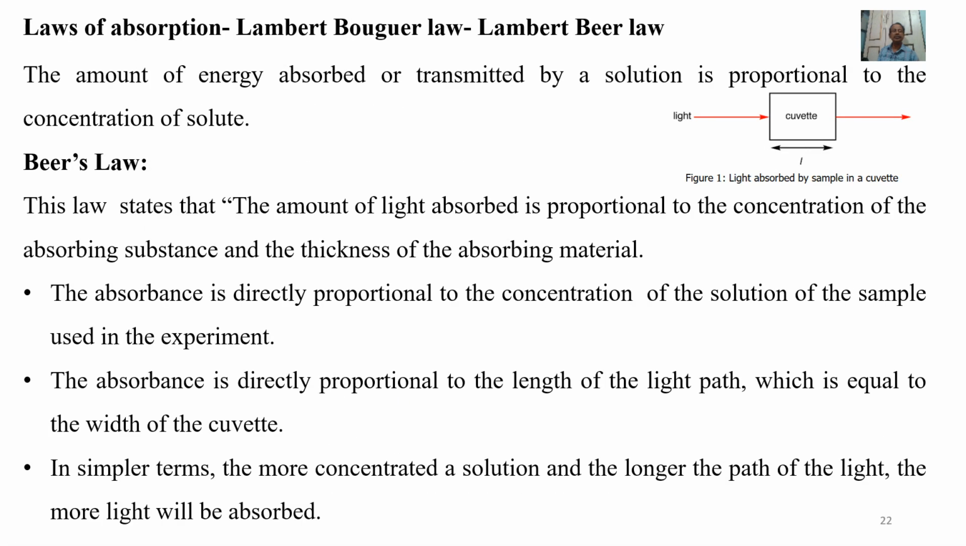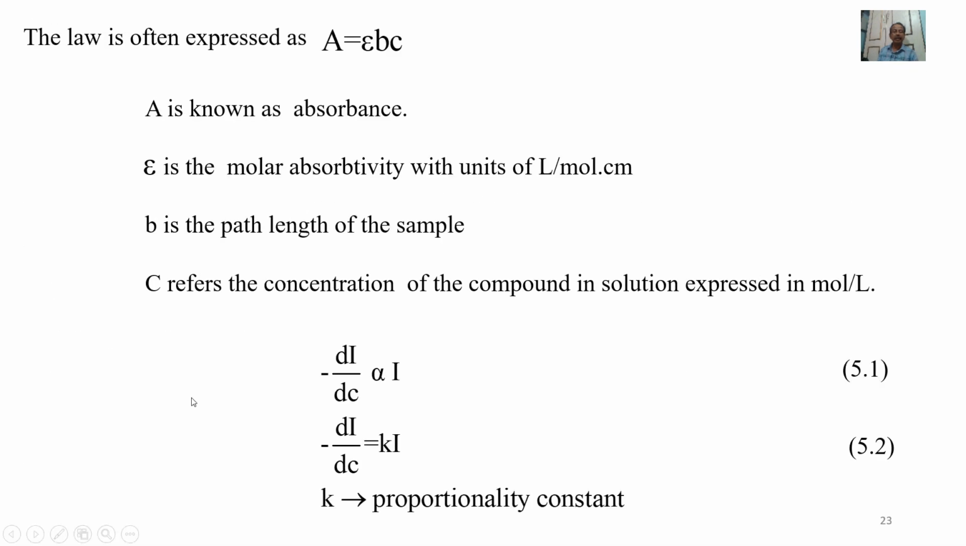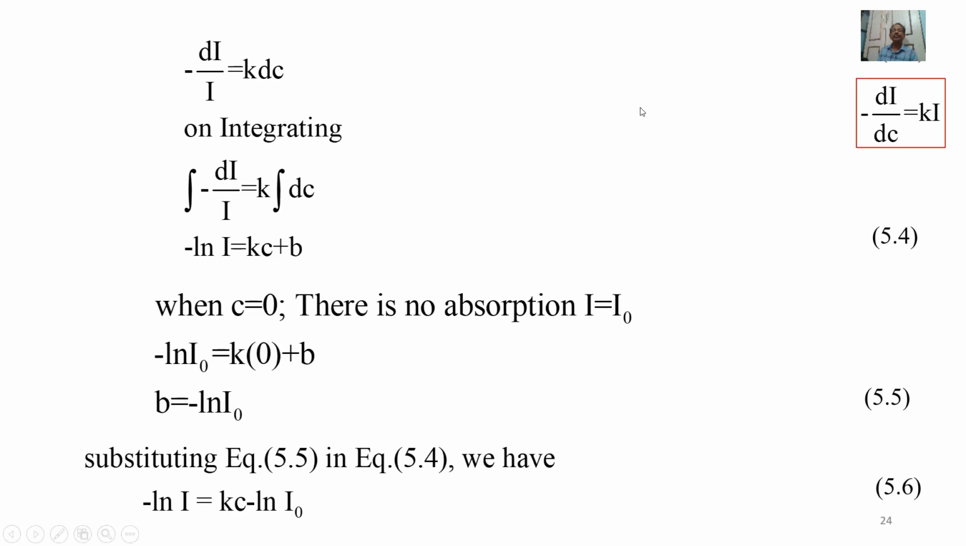As per the definition, minus dI by dc is directly proportional to I. So we can insert a proportionality constant k. We have minus dI by dc equal to kI. Bringing this I term to this side, we have minus dI by I equal to k dc. On integrating on both sides, we have the integration of minus dI by I equal to the integration of k dc.